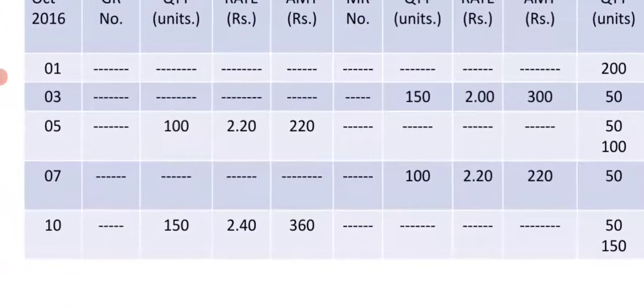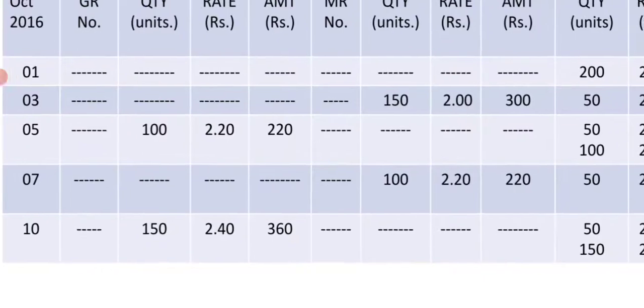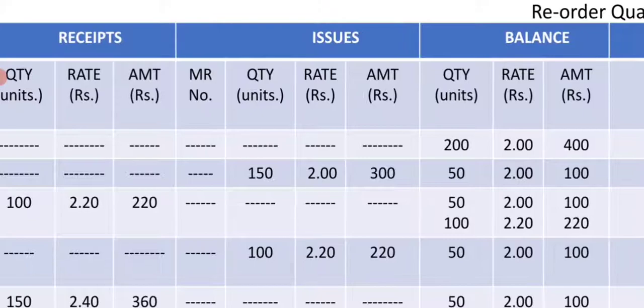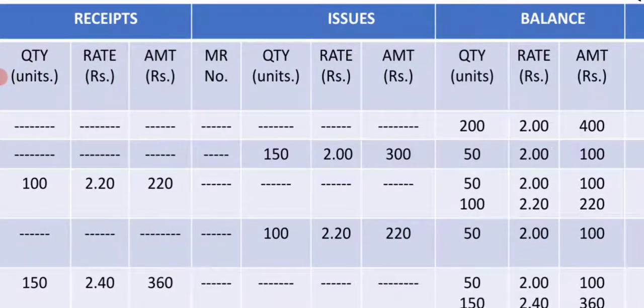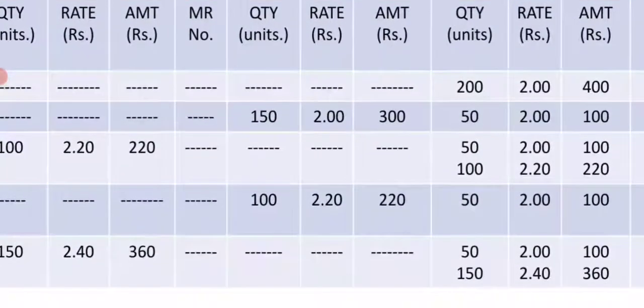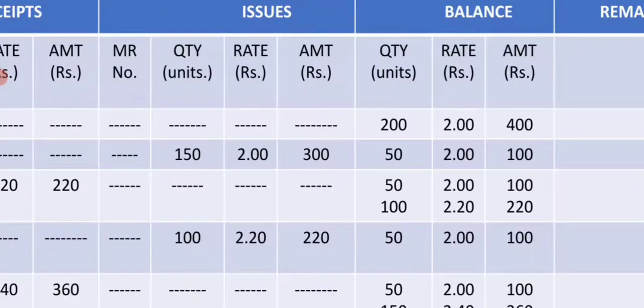So the next transaction is on 7/10/2016, issued 100 units. So issues should be written on the issue column. There is no information about the MR number. So before issuing, we should see the balance. So balances are 50 units at the rate of 2. So we should see the last date balance. 50 units at the rate of 2 rupees, 100, and 100 units at the rate of 2.20, 220 rupees.